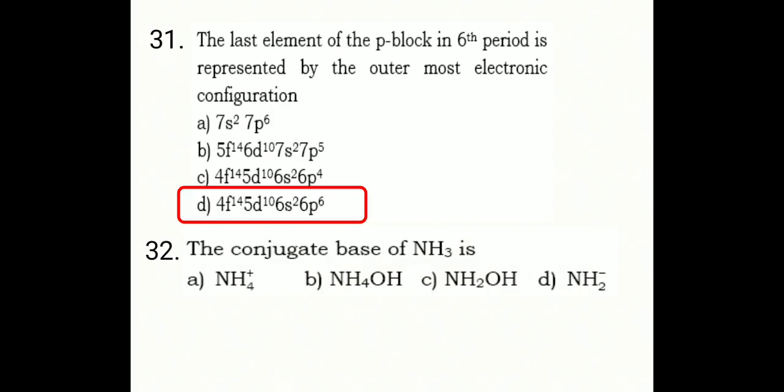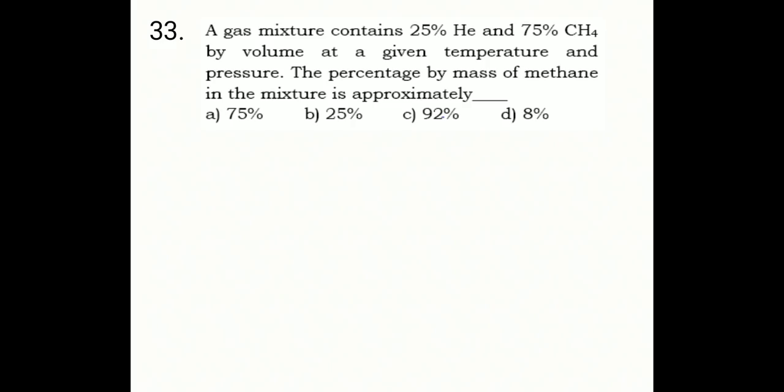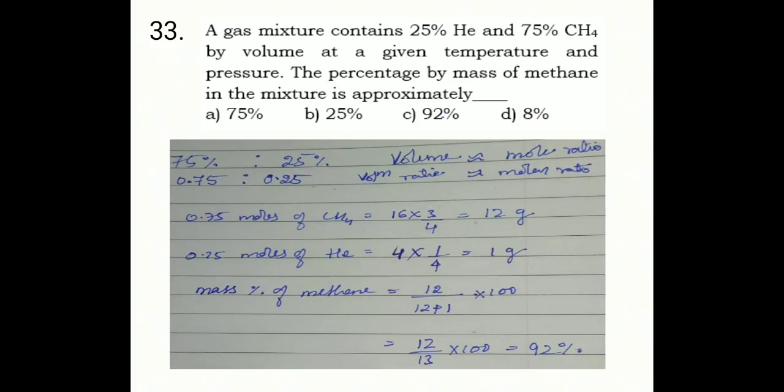The conjugate base of NH3 is, remember, NH2 minus, because one hydrogen you have to remove. Then 33: a gas mixture contains 25% helium and 75% CH4 by volume at a given temperature and pressure. The percentage by mass of methane in the mixture is asked. So here what we will do, 75:25 is given. So volume ratio is equal to mole ratio, so I have taken volume as moles.